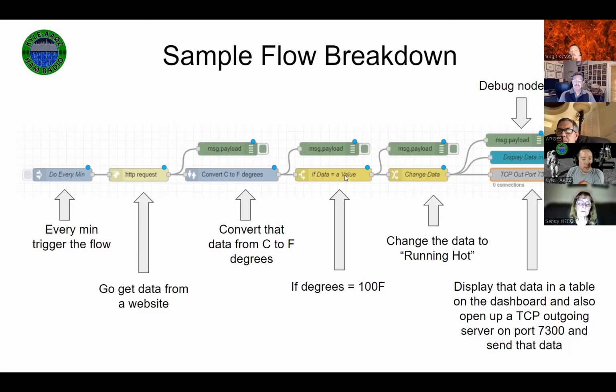If the data equals 100 degrees, we're going to change that message payload to a string called running hot. And then we're going to display that in this right here, which is a data table where we can put maybe a timestamp and the string that we just passed, running hot, and we can display that in a table. We can also shoot that out to a device that's listening on port 7300, because this is a TCP out port. So we could pass that to a device that's running on 7300.